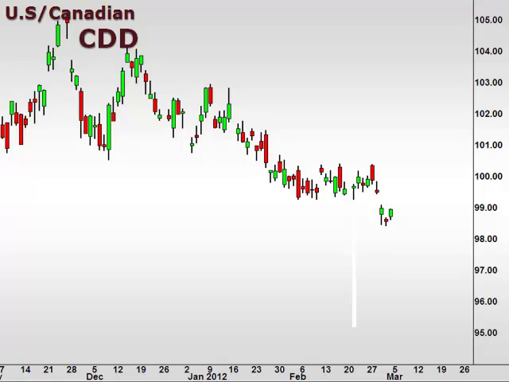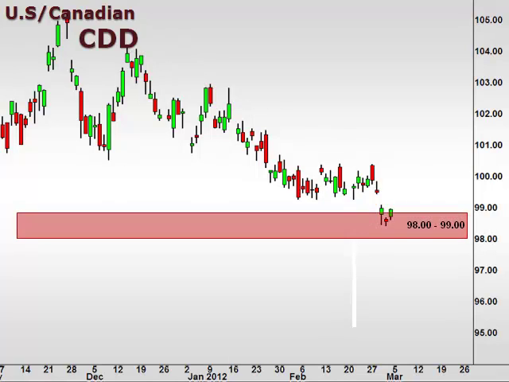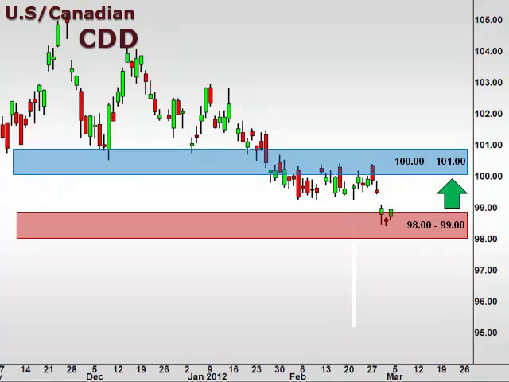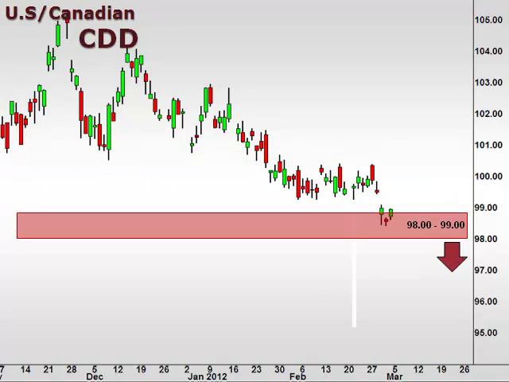Let's take a look at the CDD, the U.S. versus the Canadian dollar. Well, the CDD continues to trend lower. 98.99 should hold as support. A bounce higher this week is likely to meet resistance at the 100-101 focal zone. A break below 98 opens the window for a move lower.